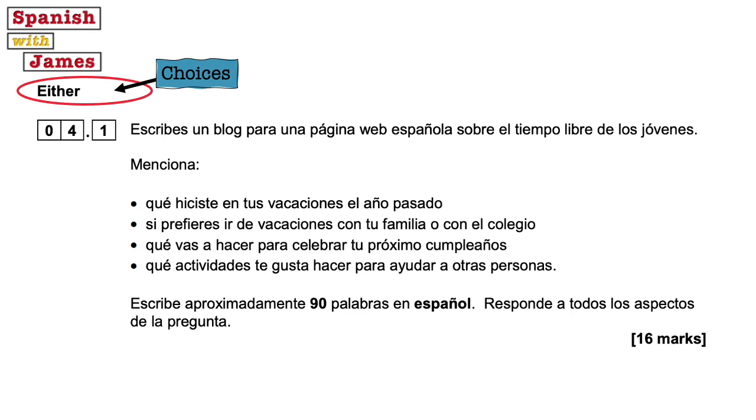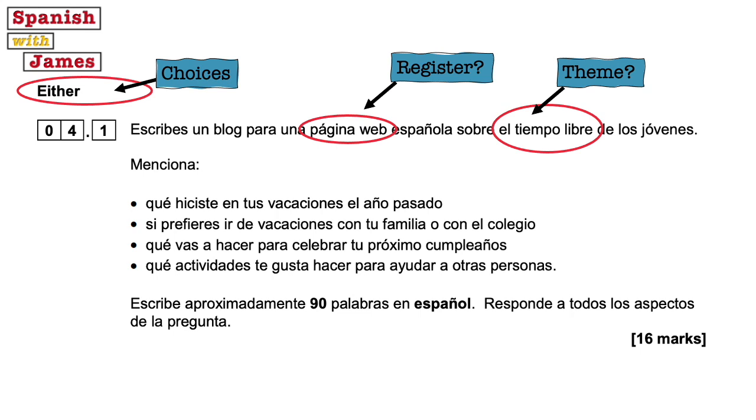So look at your choices first, and then when you've picked a question to answer, think about what the topic is, and this can be part of the choosing process as well. Think about, okay, this is on the theme of free time. I know quite a lot of vocab for free time, and I revised this last week, so I'm going to do this one. Have a look at the register.